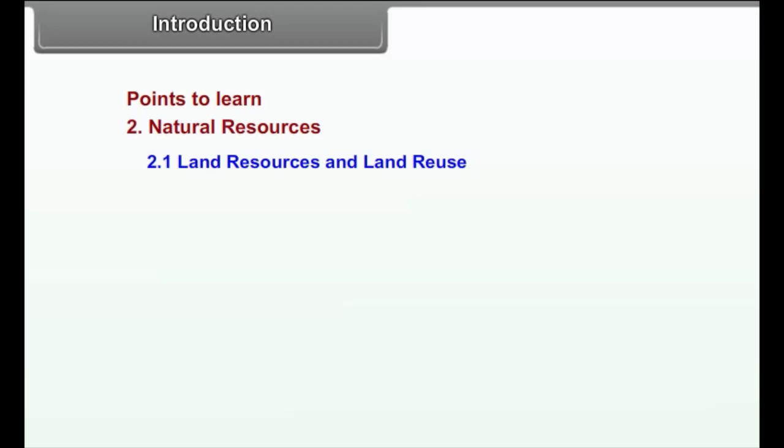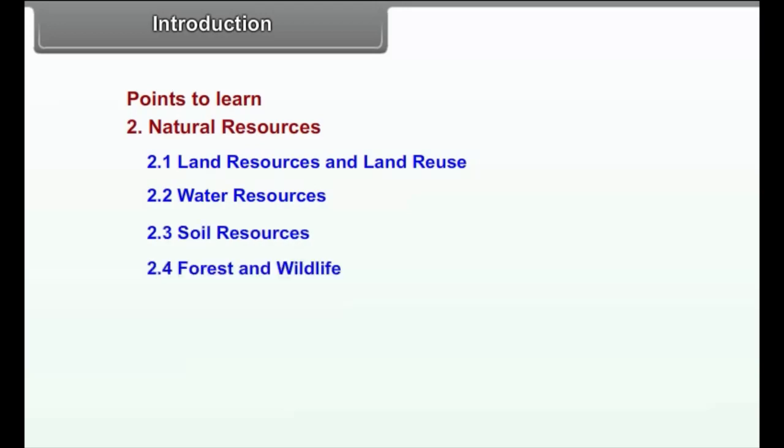Chapter 2. Natural Resources. Points to learn. Natural Resources. Number 1. Land resources and land use. Number 2. Water resources. Number 3. Soil resources. Number 4. Forests and wildlife. Number 5. Mineral resources.